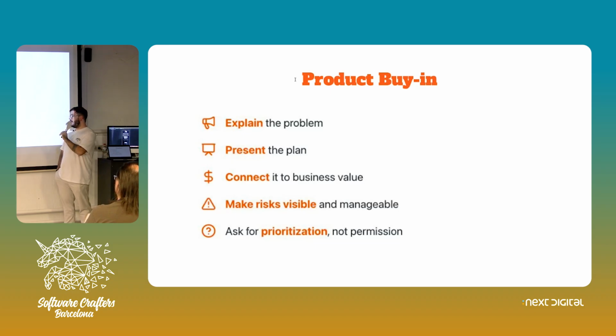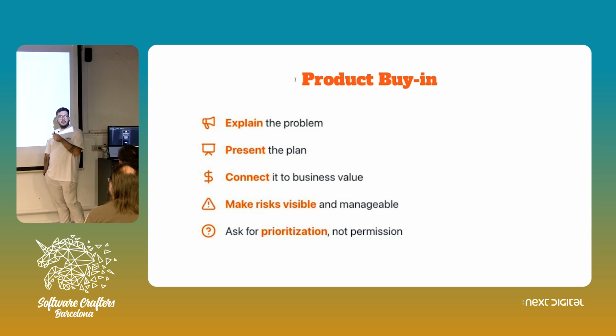And the last but not least, and it's a subtle one, but I think it works really well, is do not ask for permission. Ask for prioritization. When you ask for permission, you might always get two answers. It's yes or no. And if you ask for prioritization, those go to 4. It's a yes, no, and yes, but not now, but let's talk in a month. So this subtle change of tone changes a lot in the outcome.